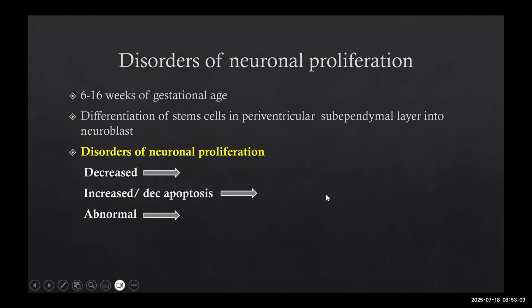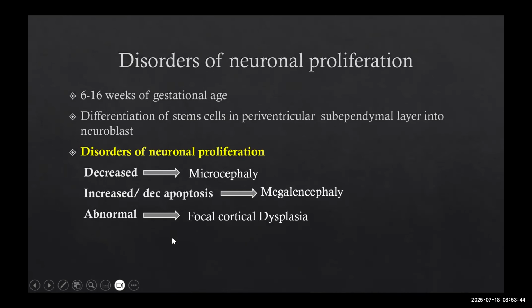So now let's move on to the cases. Here first is the disorders of neuronal proliferation. So as we saw, proliferation happens between 6 and 16 weeks. It is the differentiation of stem cells in the periventricular zones into neuroblast and glial cells. So whenever there is neuronal proliferation disorder, whenever it is reduced, it can result in microcephaly. Whenever it is increased or whenever there is a decreased apoptosis, it can result in megalencephaly, and abnormal proliferation can result in focal cortical dysplasia.